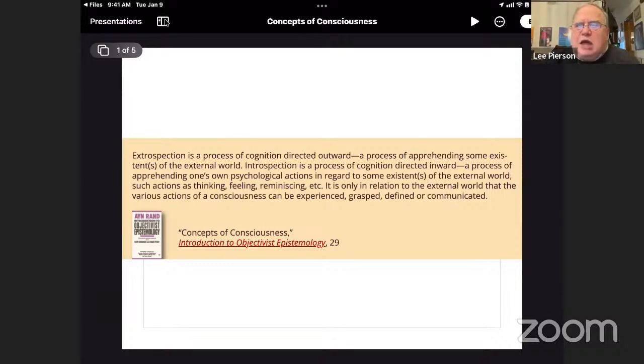Is a process of cognition, and I'm going to just stop on cognition for a second. Cognition is understanding in consciousness. It's conscious understanding. Modern cognitive psychology does not understand that, but that's another subject. So I will go on from there. Cognition. Before you go on, yes, sir.